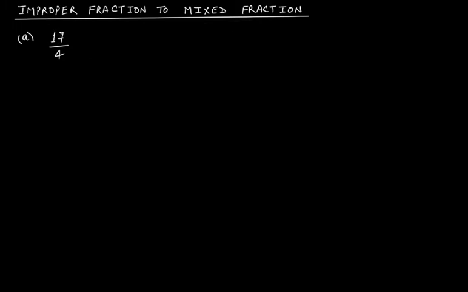To change it into a mixed fraction, what you have to do is divide 17 by 4. So this is 17 divided by 4, and this will be 4 times and 16. If you subtract it, this will be 1, right? So when you divide 17 by 4, you get 4 as quotient and 1 as remainder, and therefore you'll write it as this quotient 4, this remainder.